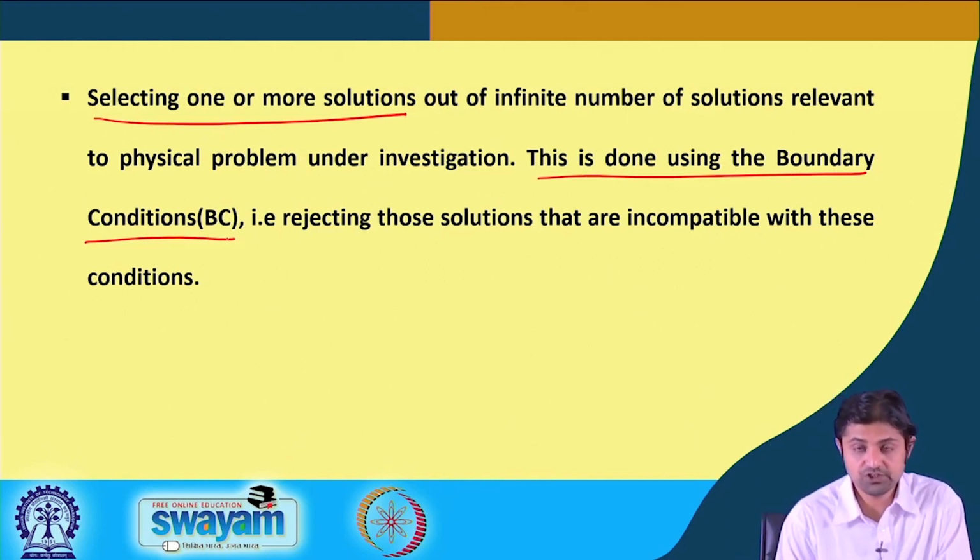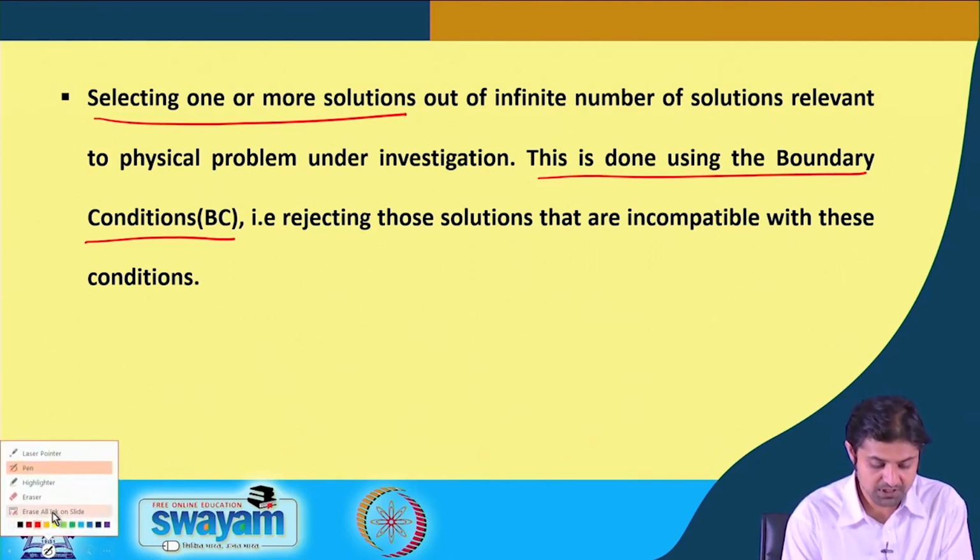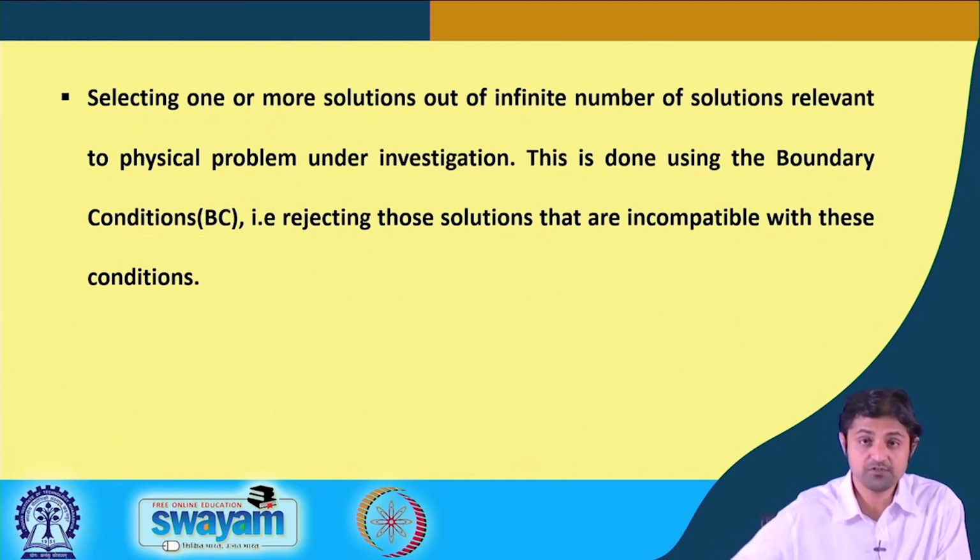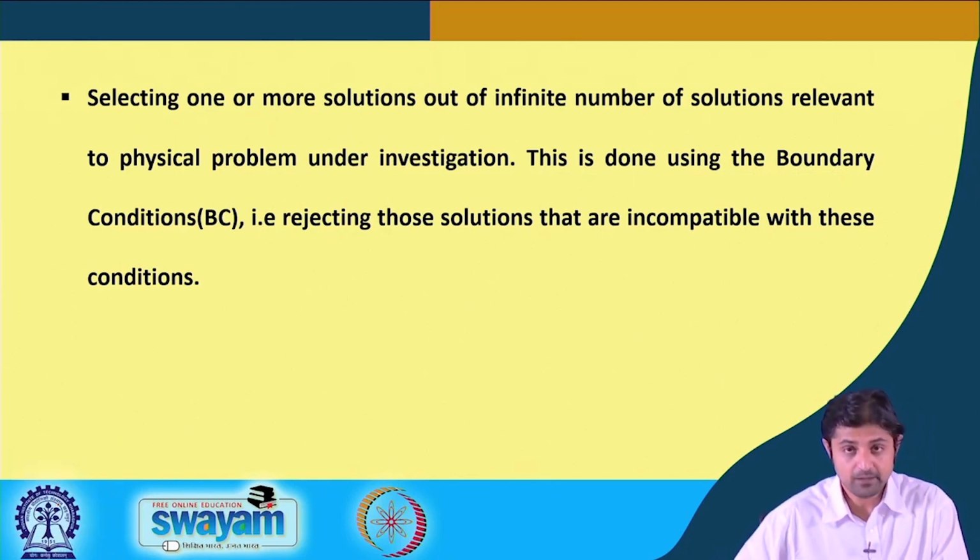So, we have to reject those solutions that are incompatible with these conditions. All right. So, this is called the implementation of boundary condition. The steps to repeat again: the first step is we have to specify a region of interest. Secondly, we write down the mathematical equation or a differential equation that must be satisfied in the entire domain. And third, we have to select only one or more solutions, let us say 1, 2 or 3 solutions out of an infinite number of solutions that are relevant to the real physical problem, and this is done by using boundary condition.